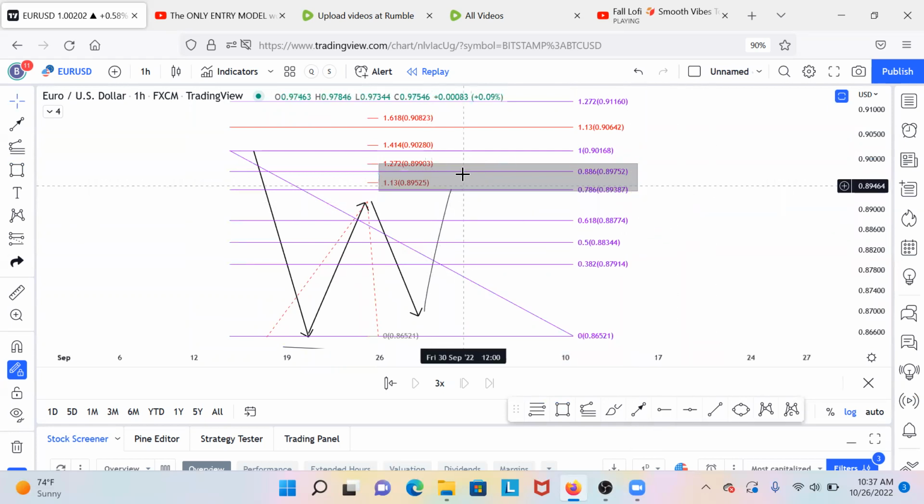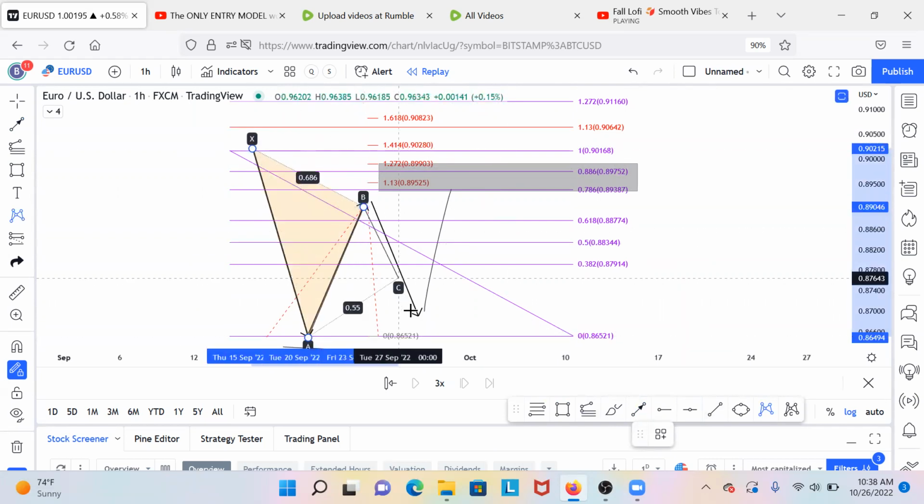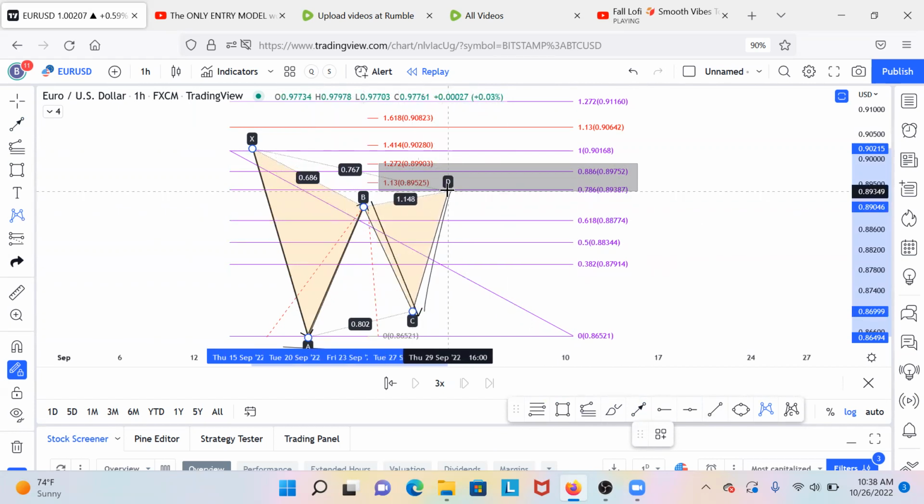And when the market does give me a zone like that, I typically take the overall move of the entire pattern. So it'll look something like this, right? From X down to A, A to B, B to C, C all the way up here to D.